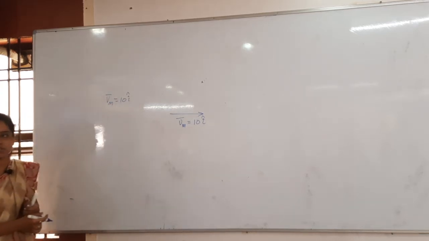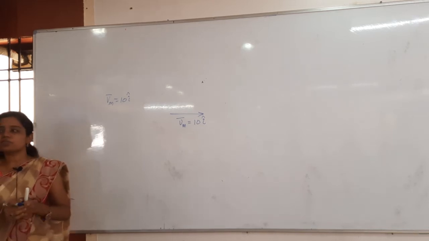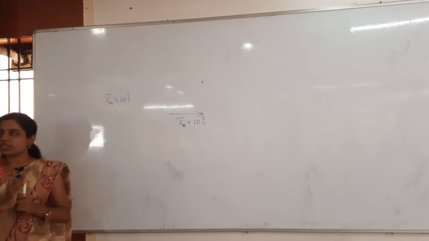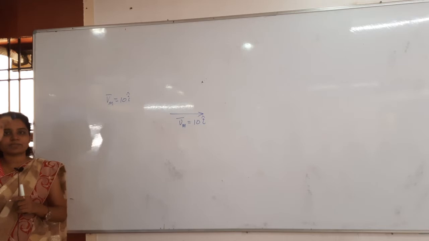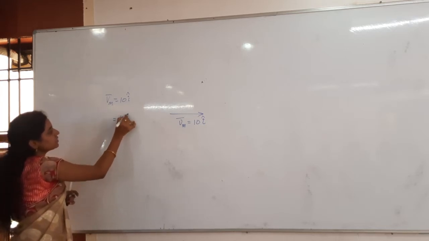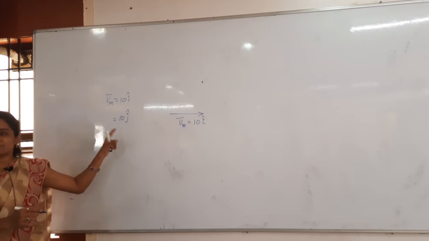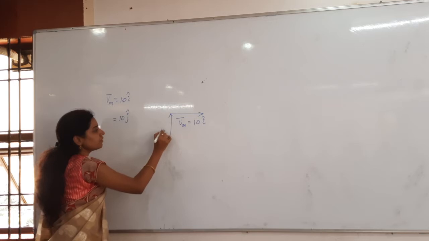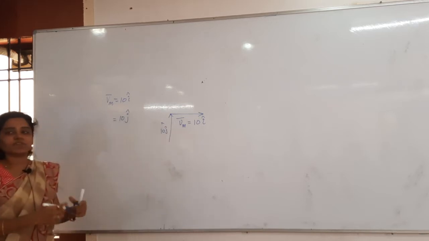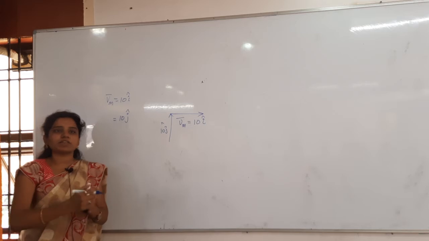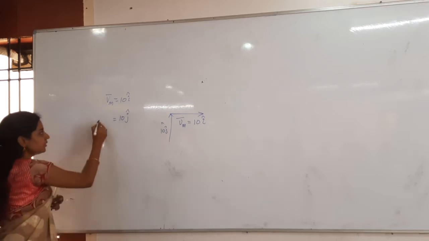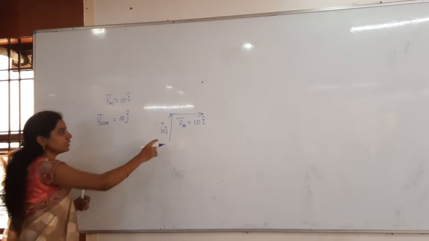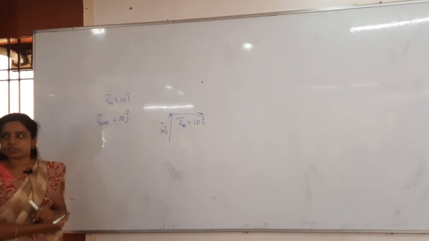What is he feeling? The wind is blowing from the south direction, from south to north, nothing but the plus y axis. So it is 10 j cap, same speed they said. He is feeling that the wind is blowing from south to north with 10 j cap. That is the relative velocity of the wind with respect to the man.